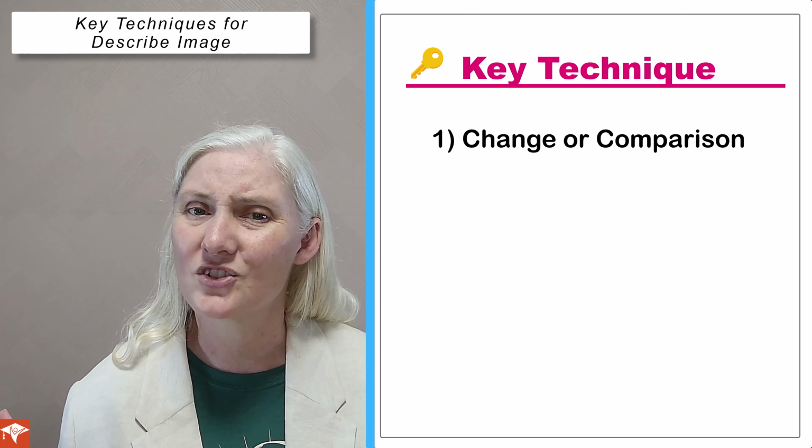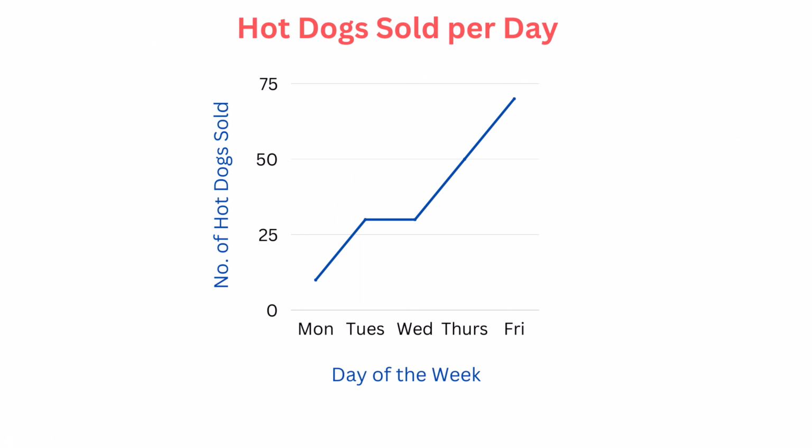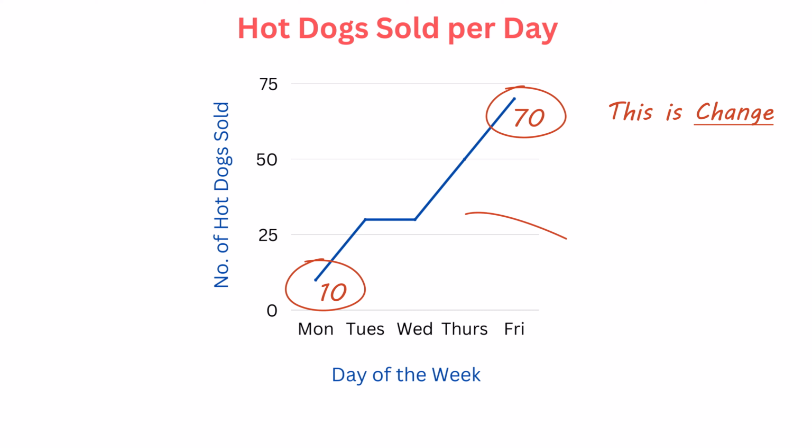So what is change? Well, look at this image. This is an image about how many hot dogs are sold per day for 1 week. 10 hot dogs were sold on Monday, but that number changed to 70 by Friday. See? Change. Now, this kind of image is called a line graph. And we usually do use line graphs to show change, but not always. So always look for the deeper meaning of change or comparison yourself.